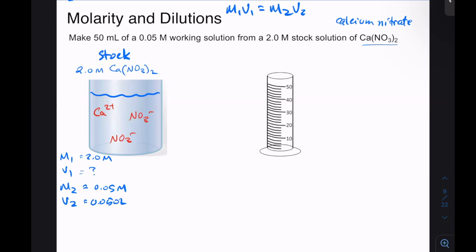If we were to count these up and divide by the volume, we would have a concentration. There's 2.0 moles of calcium nitrate per liter. That's what the molarity symbol stands for. Now we're going to take some amount of that. We don't know what it is yet. That's what we need to solve. So I'm going to take a little bit of that stock volume and transfer it over to our graduated cylinder. Okay, that's the aliquot.